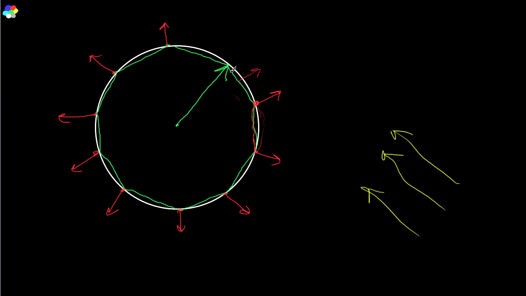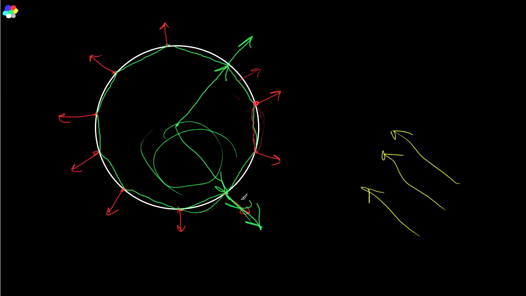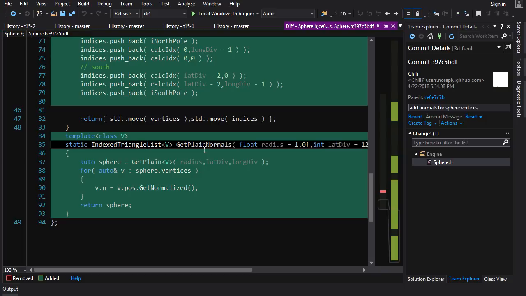Any position vector, geometry position vector for a vertex is the same as the normal vector. So all you've got to do is take the geometry position vector, normalize that, and you've got the normal. Super simple. And in fact, here in sphere, we've got another function called getPlaneNormals. All it does is call getPlane, get a plane triangle, and then for every vertex, it just sets the normal equal to the normalized position of the vertex. And there you go. You've got your getPlaneNormals.